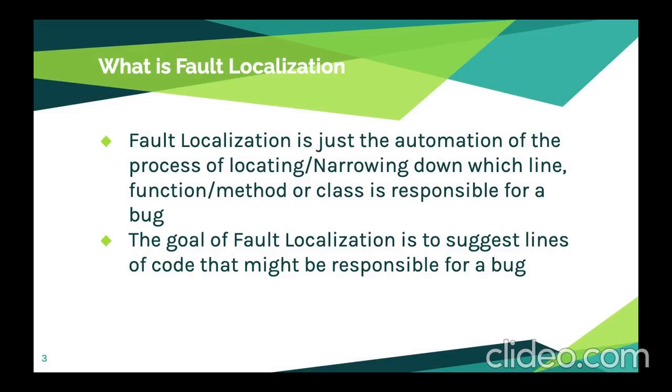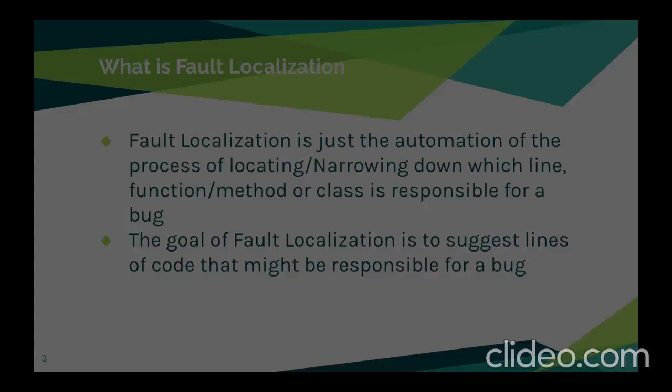So what is fault localization? Fault localization is just the automation of the process of locating which line, function, or class is responsible for a bug. So the goal of fault localization is not to fix a bug, but rather to suggest lines of code that might be responsible for that bug.